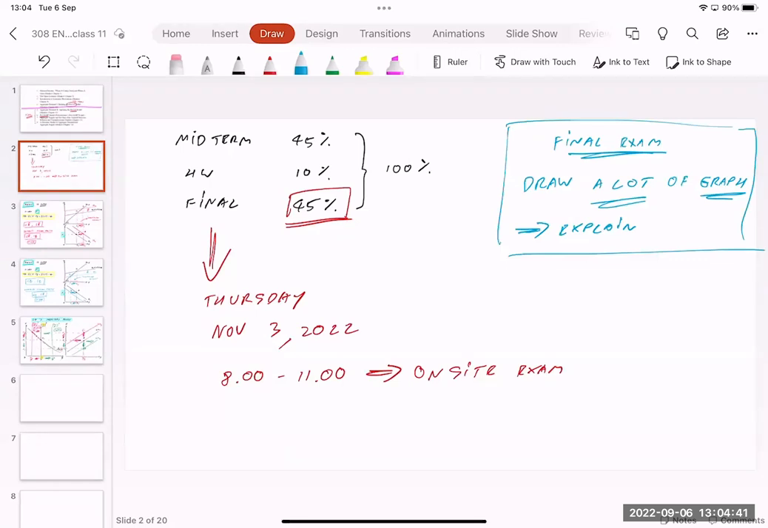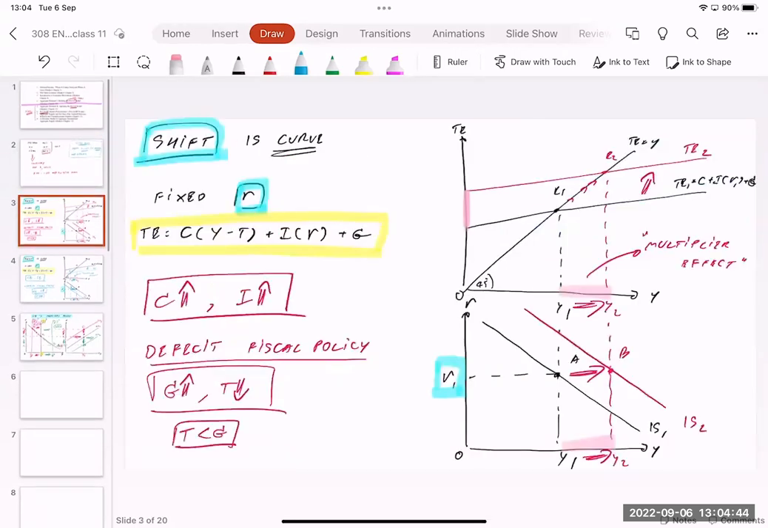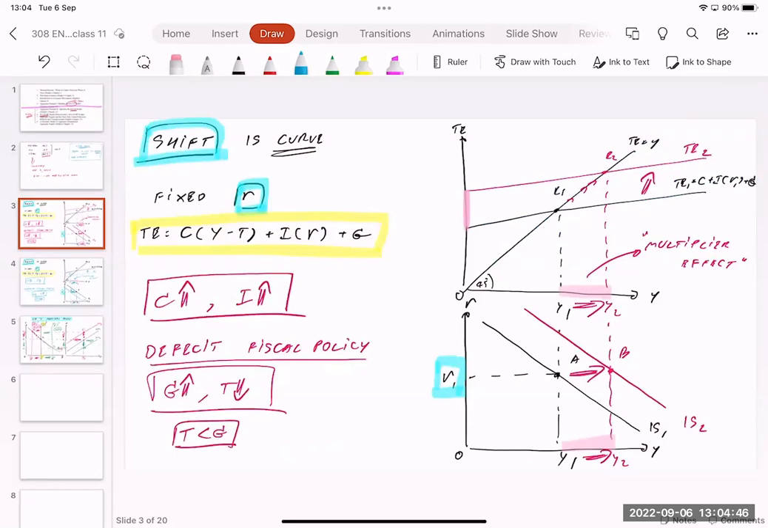So let's start our lecture. I'm going to start with a lecture that I brought from the midterm exam, just copied and pasted here. In this graph, I just want to remind you a little bit: this graph shows how to shift the IS curve.